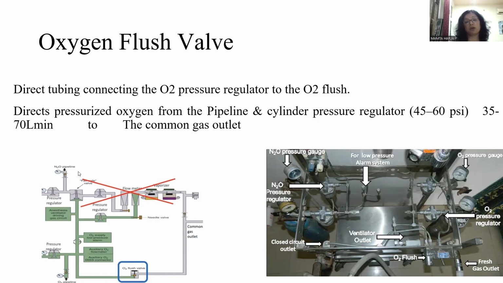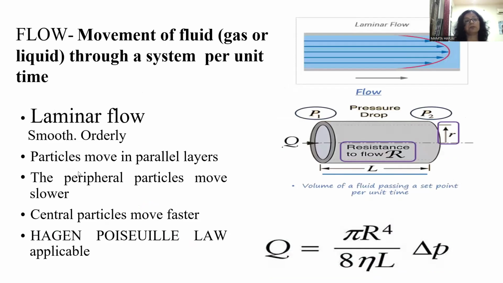The problem is barotrauma, because the flush valve is allowing fresh gas to enter the breathing circuit at a rate of approximately 1 liter per second. And another is awareness, because your anesthetic agents are being diluted now.